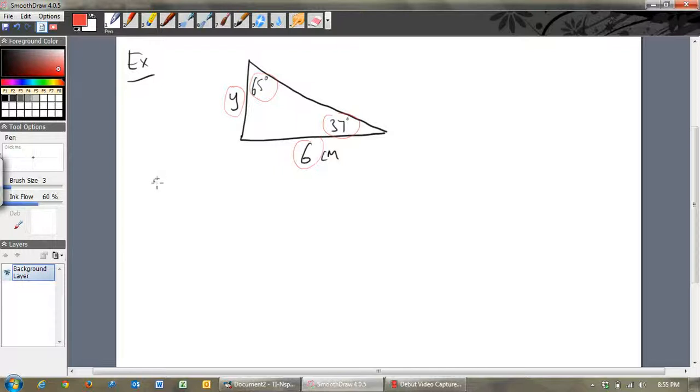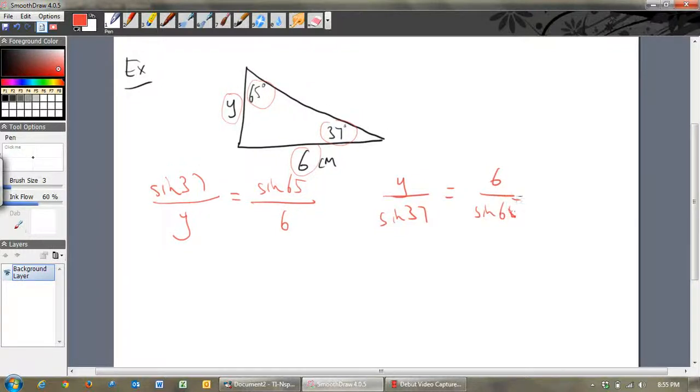So the sine rule says that sine of 37 over y, so over its opposite length, is equal to sine 65 over its opposite 6. And then all we need to do is solve this equation. Can you see why I showed you the upside down version? If I wrote this the other way around, it becomes much easier to solve. So in other words, if I wrote y over sine 37 is equal to 6 over sine 65, because that is also true. It's a bit messy, sorry about that.